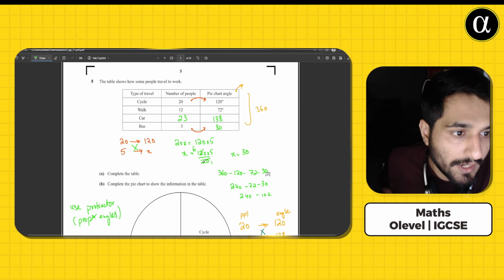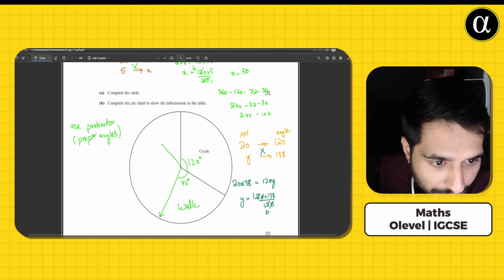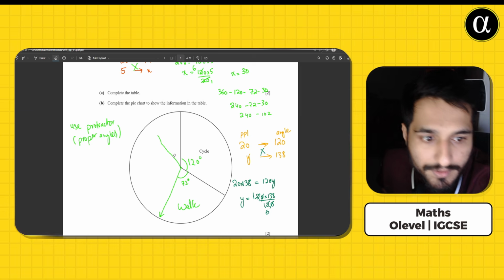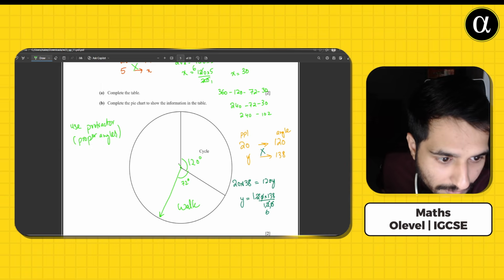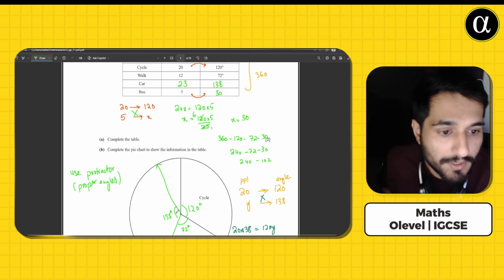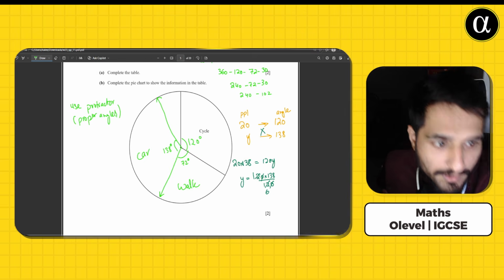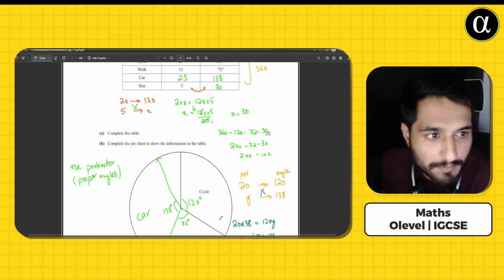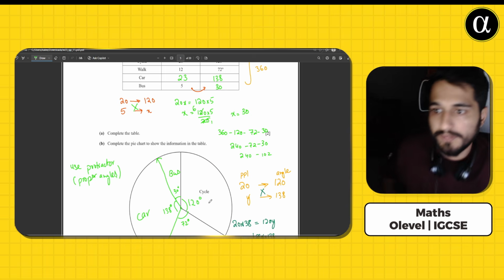And then we have 138 as car, so 138 would be somewhat greater than 90. So let's just say it's this angle, somewhere here, and we say this is 138. Make sure to mark these angles properly. 138 is going to be what? Car. This is going to be car, and the last one is what? That is bus of 30 degrees. So 30 degrees, and this is going to be bus.